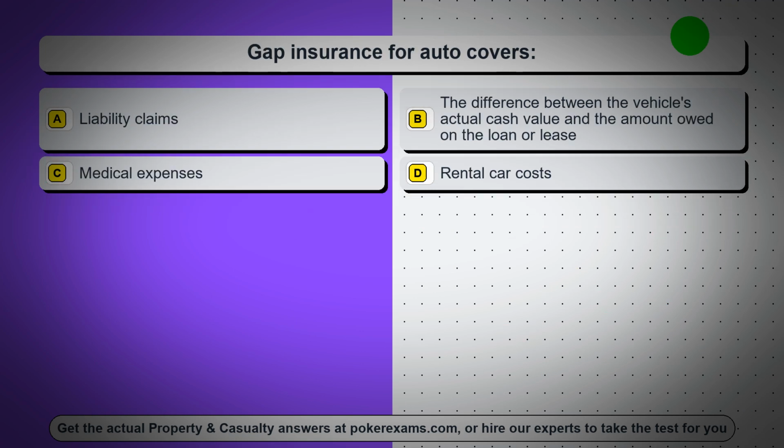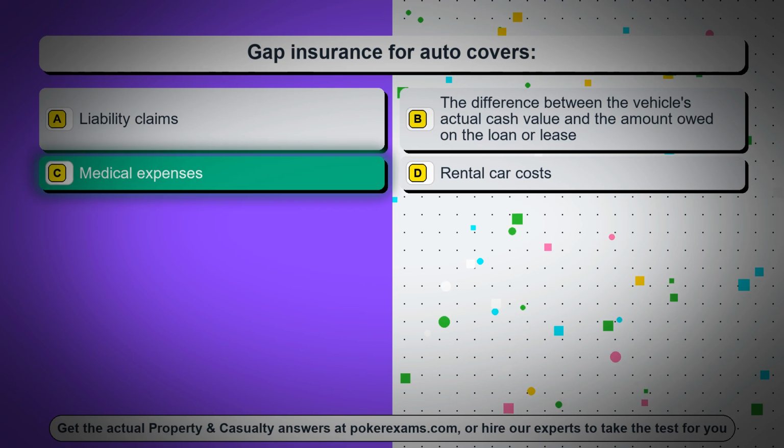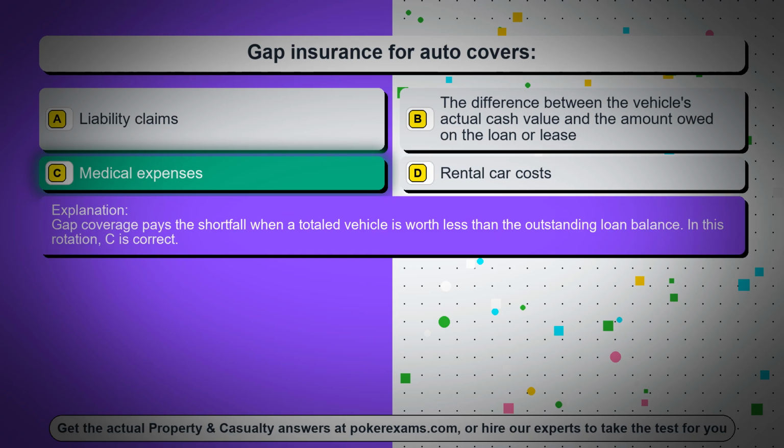Question 7. Gap insurance for auto covers: Option A, liability claims. Option B, the difference between the vehicle's actual cash value and the amount owed on the loan or lease. Option C, medical expenses. Option D, rental car costs. The correct answer is option C, medical expenses. Gap coverage pays the shortfall when a totaled vehicle is worth less than the outstanding loan balance. In this rotation, C is correct.